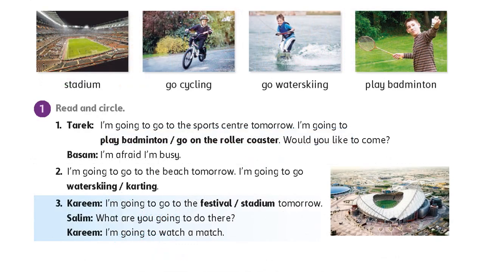Next, some words. The word stadium, the place where they play football matches, big football matches like Khalifa Stadium, Al Bayt Stadium. Go cycling, to go and ride the bike. Go water skiing on the beach, the sea, in the ocean. Play badminton, this is a very popular game. Let's try to read and circle.